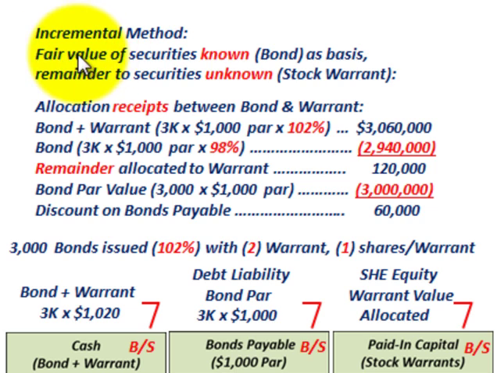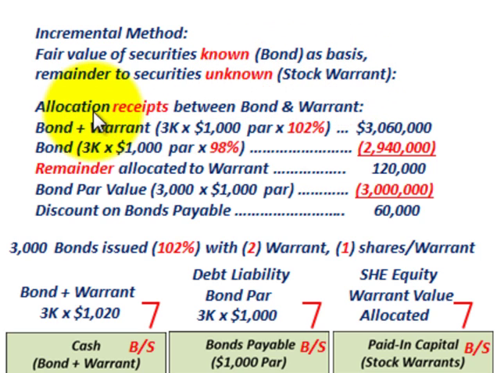So that's where you know the fair value of the securities, the known securities here. In this case, it's the bond, and use that as your basis here, and the remainder here when we do our allocation for our receipts or our proceeds here is going to go to the securities that are unknown here, and that's our stock warrant in this case.